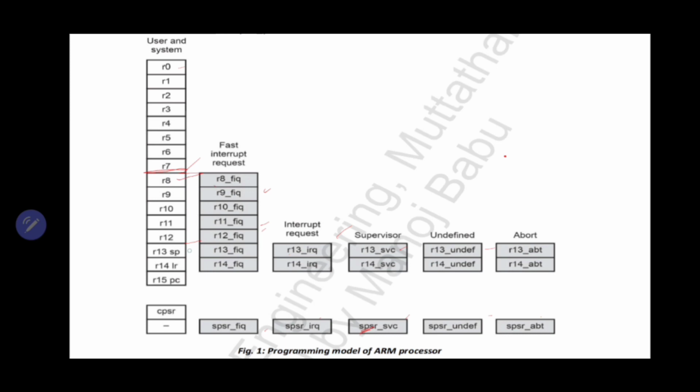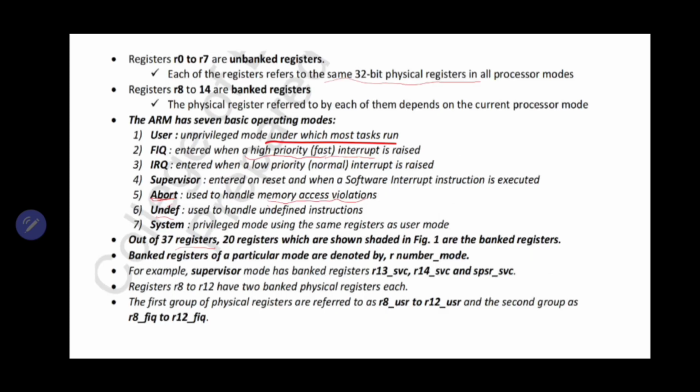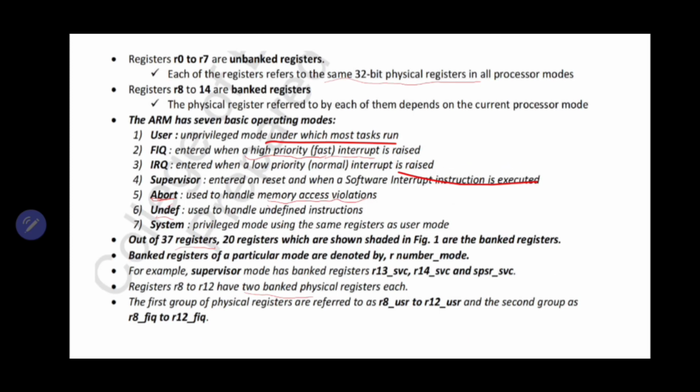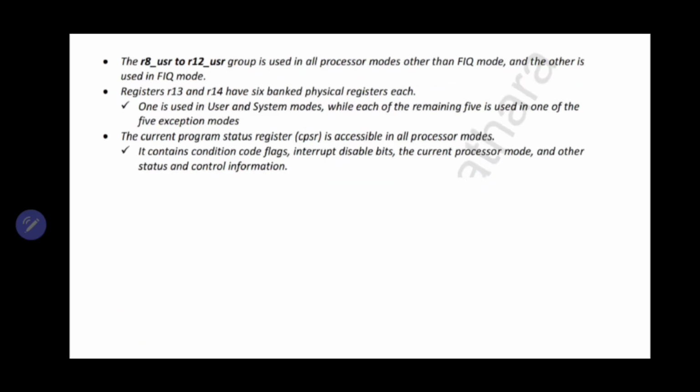So here we have banked registers and unbanked registers. The first group of physical registers is defined as R8_usr to R12_usr and the second group is R8_fiq to R12_fiq. So there are two banked physical registers for R8 to R12. The first is for user or system mode, and the second one is for fast interrupt request mode. The R8_usr to R12_usr group is used in all processor modes other than FIQ mode, and the other is used in FIQ mode.